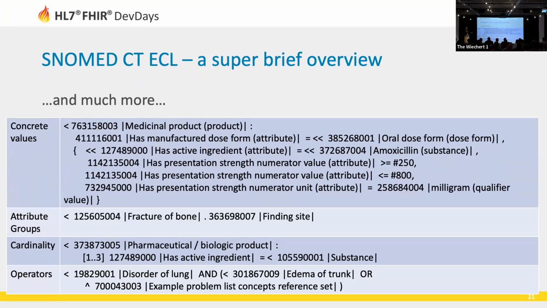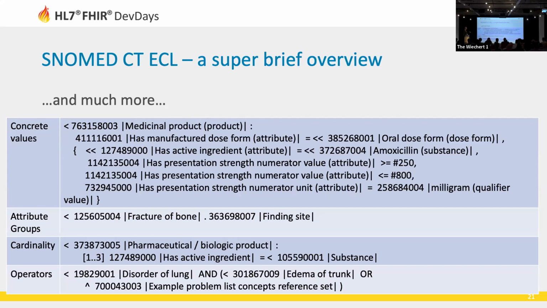Here's a couple of other interesting examples. The first one there uses concrete domains to say, I'm interested in oral dose amoxicillin products that have between 250 and 800 milligrams of amoxicillin in them. So you can say all of these relatively intricate things.